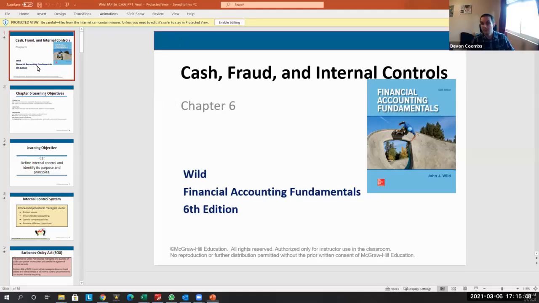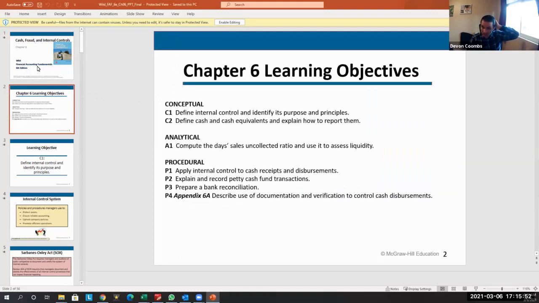And so today we're going to be talking about cash, fraud, and internal controls. Yesterday, the last few lectures, we talked about inventory, and now we're going down the balance sheet, or up in this case, and talking about cash. Cash is what we're really going to be focused on, and that's protecting cash.